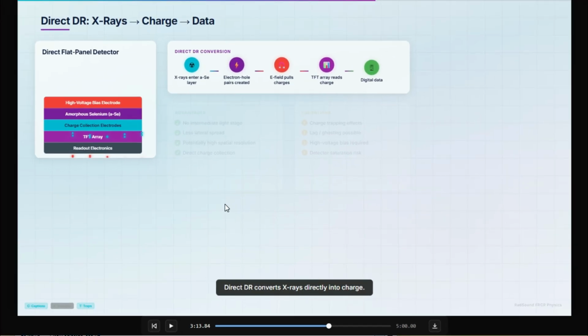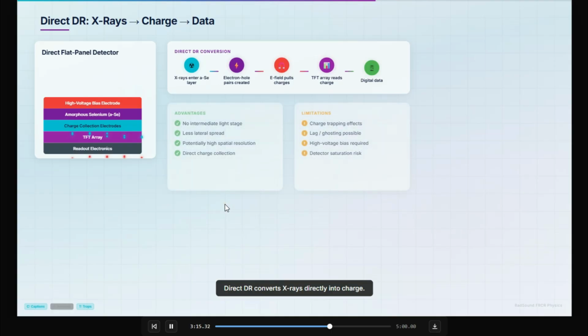Because of the lack of light spread in the direct system, it has better spatial resolution: no intermediate light stage, less lateral spread, potentially high spatial resolution, and direct charge collection. Limitations of this DR include the charge trapping effect, sometimes lag or ghosting, high voltage bias, and sometimes detector saturation.